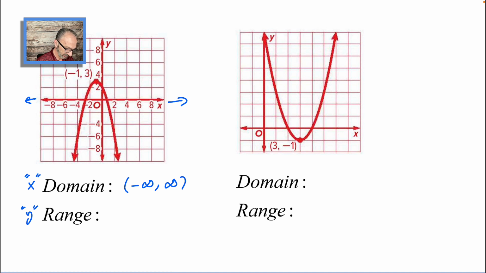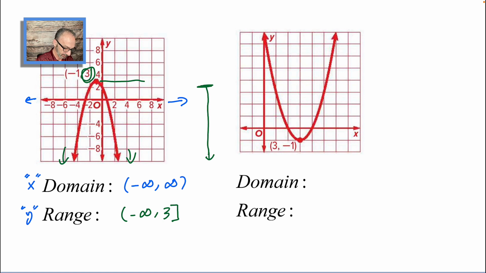Where the range is from negative infinity all the way up to 3, including 3. That's the negative infinity, and that's the 3 level that we have, because the y value goes from this level down all the way up to 3, including 3. Let's go to the right side.